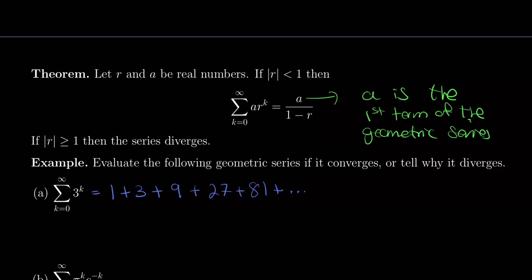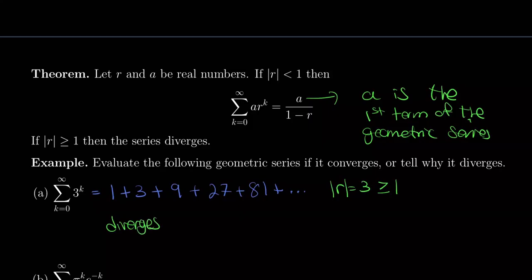This is geometric, and I know it's a geometric series because I have a number to the power of k, or n, or q, or j, or whatever your index is. I have 3 to the power of k. So in this case, I know this is geometric, and my r is 3. My r is 3, which means the absolute value of r is 3, and 3 is bigger than or equal to 1. And if r is bigger than or equal to 1, the series diverges.